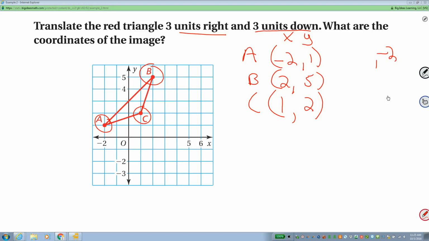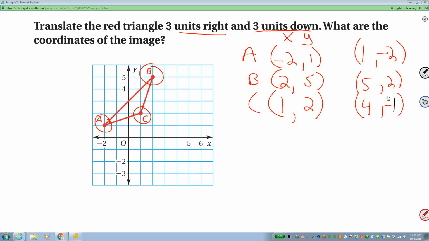Okay, let's get all the Y's. 5 minus 3. Be 2. 2 minus 3. -1. So these are all our new Y's. What's our new X's then? It's asking us to move them 3 units to the right. So if we go back to our notes, positive means right. So anytime you move something right, you're going to add. So in this case, we need to add 3 units to every single X value. So the first one would be 1. Second one, 5. Third one, be 4. There's your new coordinates. Then you just need to put those coordinates onto the grid itself.